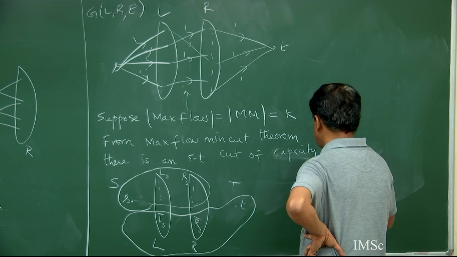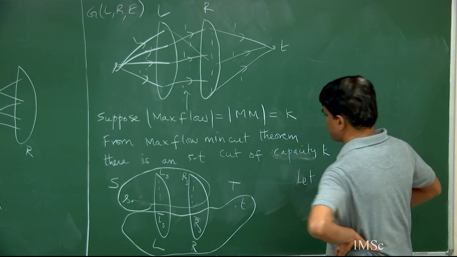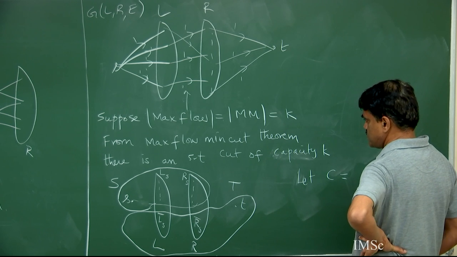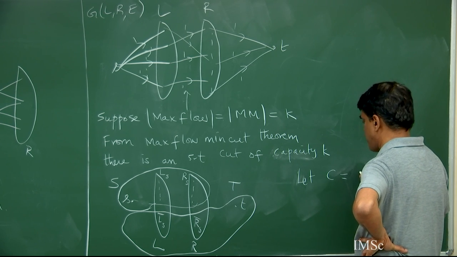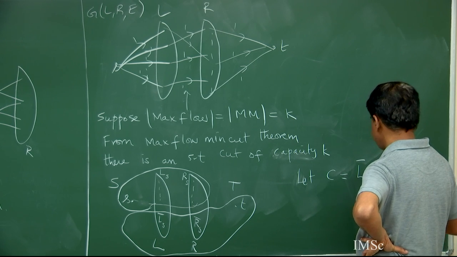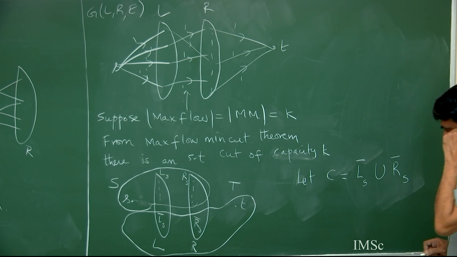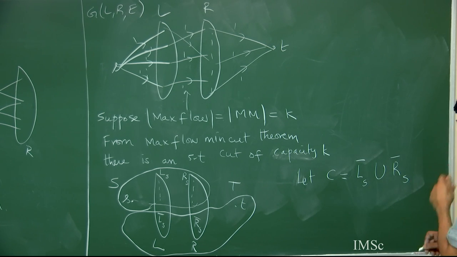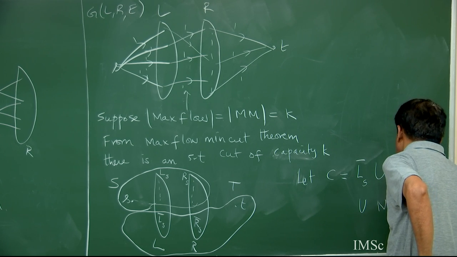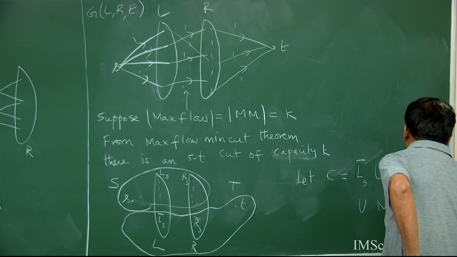So let C equal to, I'm going to produce you a vertex cover. Okay, what is C? C is LS bar union RS union neighborhood of LS intersection RS bar.